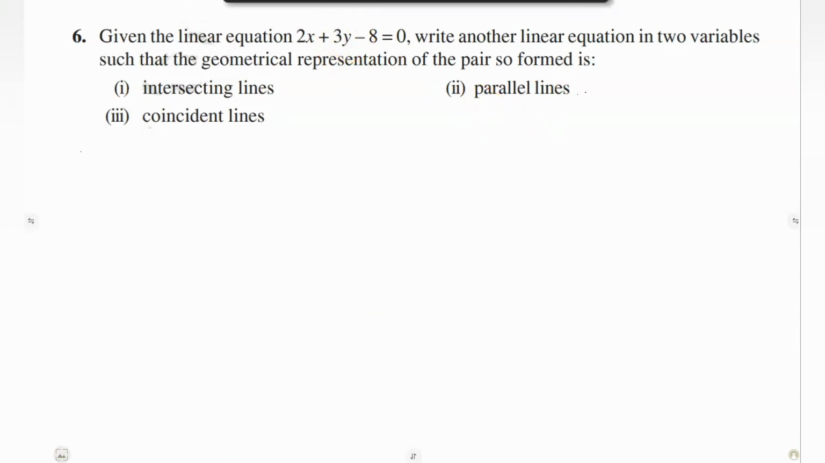Now the condition for parallel lines is a1 by a2 is equal to b1 by b2. Okay, the condition for the two lines to be parallel is a1 by a2 should be equal to b1 by b2 but not equal to c1 by c2. Remember that. So a1 by a2 and b1 by b2 should be equal, but they should not be equal to c1 by c2. Means you need to consider c1 and c2 here also.